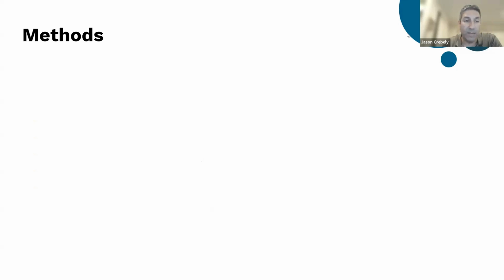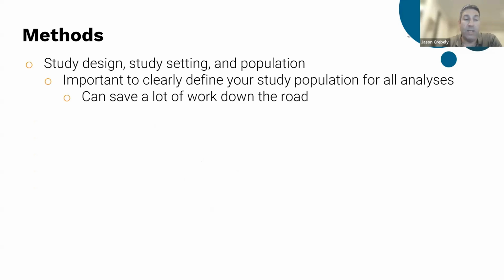All right, what else about the methods? Again, if you're looking at an epidemiological study and you follow maybe the STROBE guidelines, you might start with: what's the study design, what's the study setting, and what's the study population. And it's really important to clearly define that study population for all of your analyses.